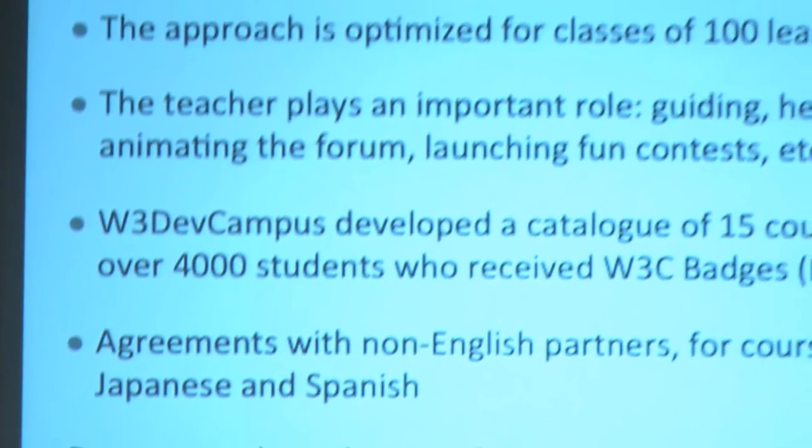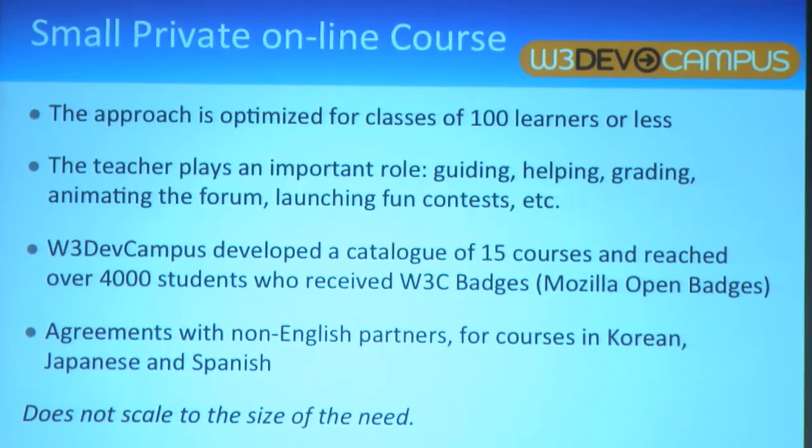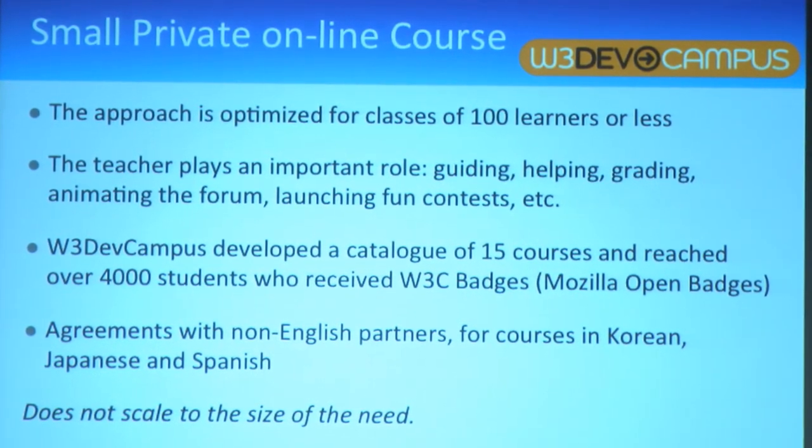Nonetheless, we persisted. We started with a SPOC, a small private online course. We created a bunch of courses that were optimized for classes of 100 learners or less. We got some teachers to help with that. And I think we did pretty well. We developed 15 courses. We reached 4,000 students.